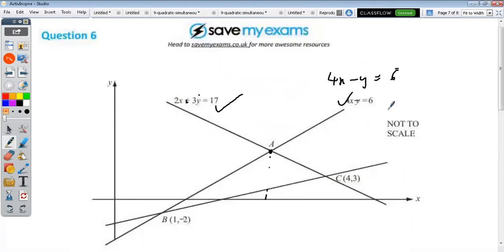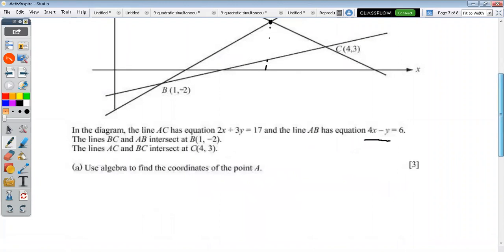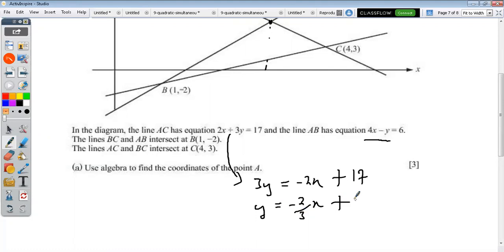y is equal to mx plus c. So let's start with this equation. Move the 2x so that I get 3y is equal to minus 2x plus 17. It's not exactly in the form because the coefficient here is 3. Divide everything by 3. So y is equal to minus 2 over 3 x plus 17 over 3. Clear now? That's our first equation that is going like that.